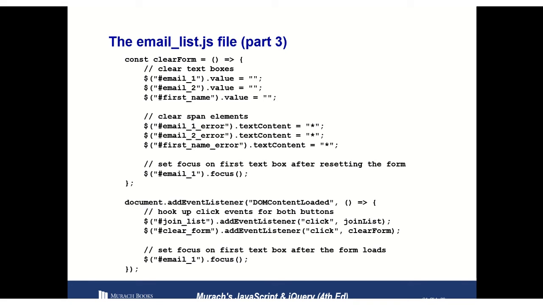Now for the clear form button, you can also see that dollar email one dot value clears all the values. Once you click on clear, the value should be reset to blank. So when you click the clear button, the clearForm function runs, and you should be able to see those text contents cleared.